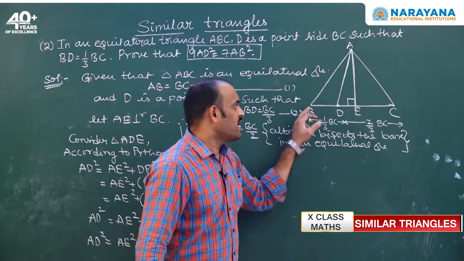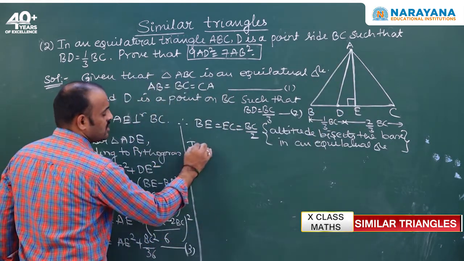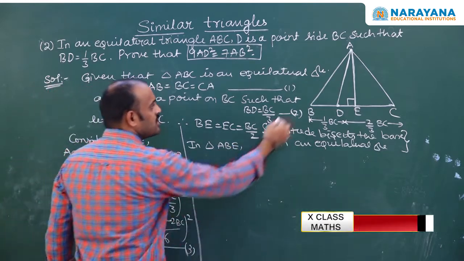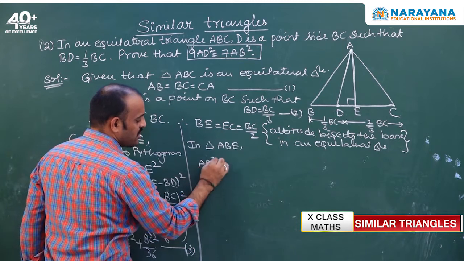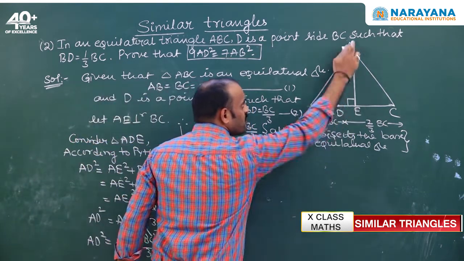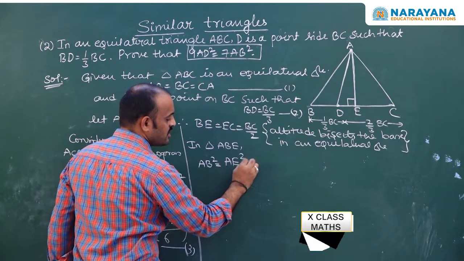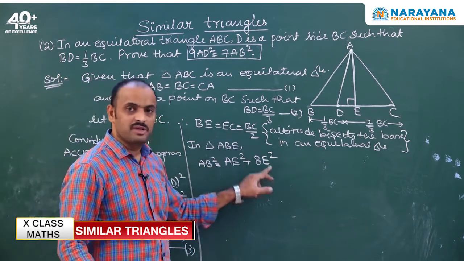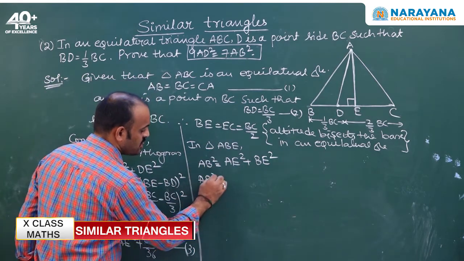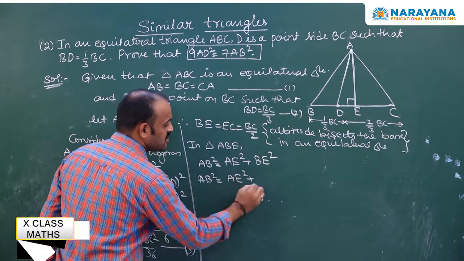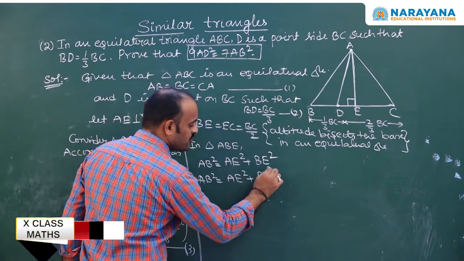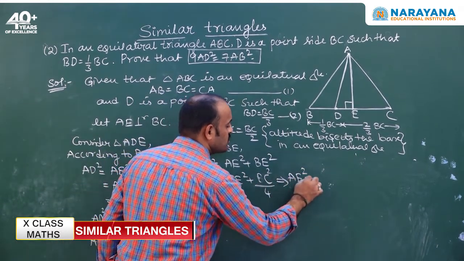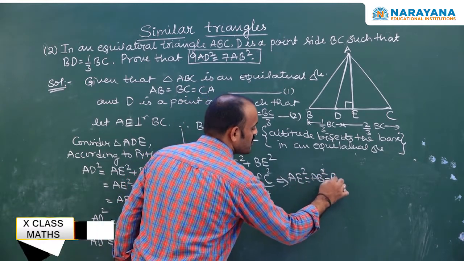Now consider the triangle ABE. In triangle ABE, according to Pythagoras theorem, hypotenuse is AB, AB square is equal to BE square plus AE square. But we know that BE is nothing but BC by 2. AB square is equal to AE square plus BC square by 4. From this, AE square is equal to AB square minus BC square by 4.